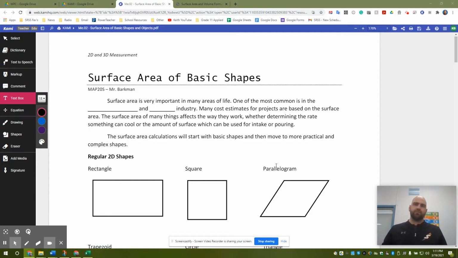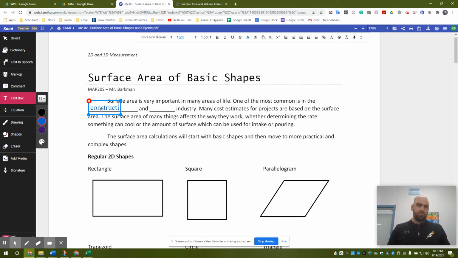I will show you copies of the formula sheet that you can take a look at and use as well. So let's start off with just surface area in general. Area, or surface area as I use it for 3D shapes, is really important in many areas of life. We use it especially in the construction and design industry, to find cost estimates as well as product takeoffs.